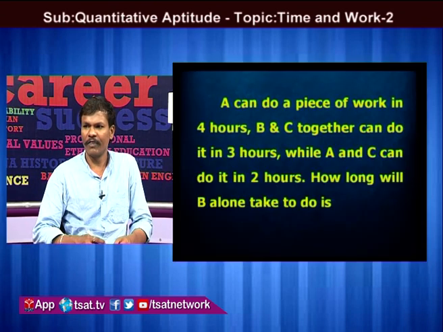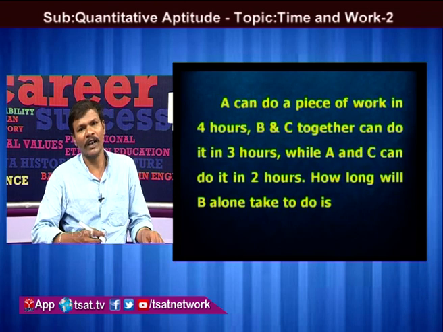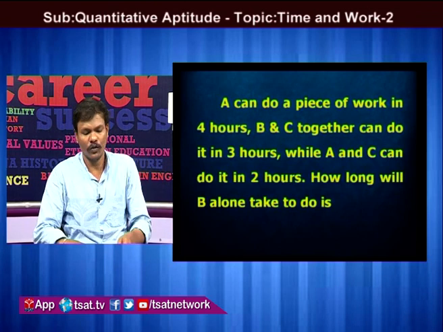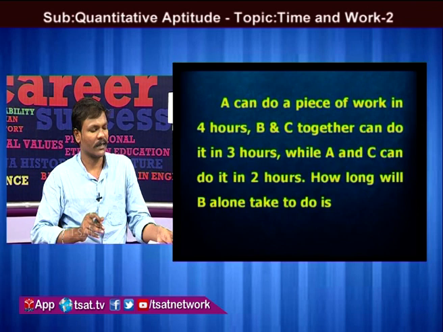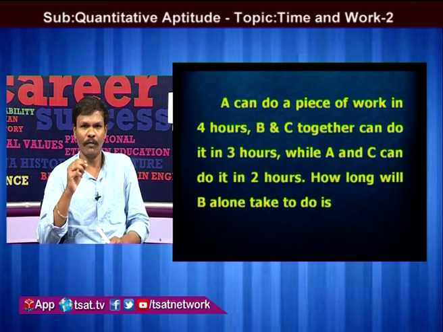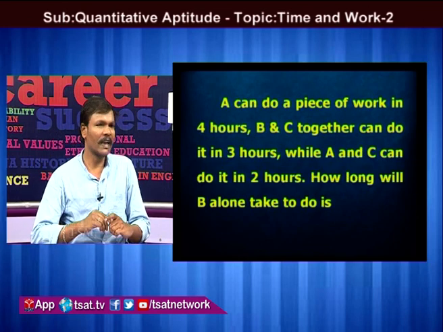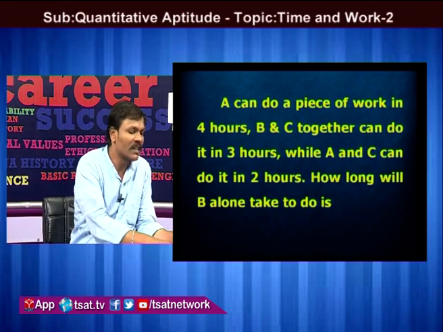A can do a piece of work in 4 hours, B and C together in 3 hours, while A and C do it in 2 hours. How long will B alone take to do it? Okay, clear, right. In this question, we simply observe whose values we have and which value we have to find out. The analysis of the question is very important, listen carefully.